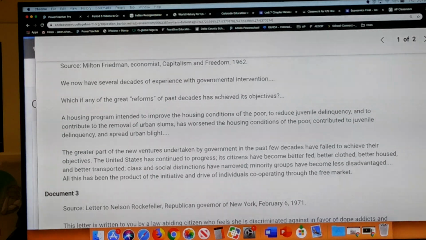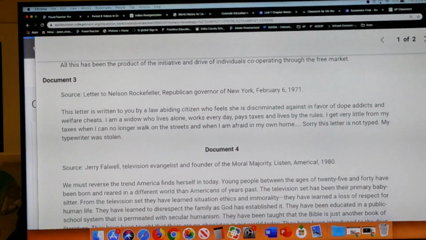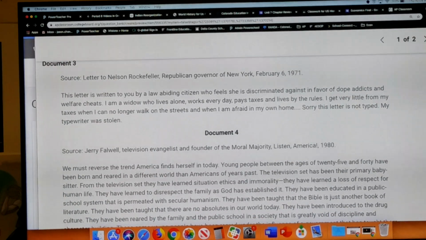Nelson Rockefeller, a Republican governor from New York, although I will say not the most conservative of Republicans. Anyways, the document reads: I'm a widow who lives alone, works every day, pays taxes, and lives by those rules. I get very little from my taxes when I can no longer walk on the streets and when I'm afraid in my own home. That's a letter to him. I was going to say, there's no way a Rockefeller is worried about that because the Rockefellers are all rich. So that's a constituent saying that to him.